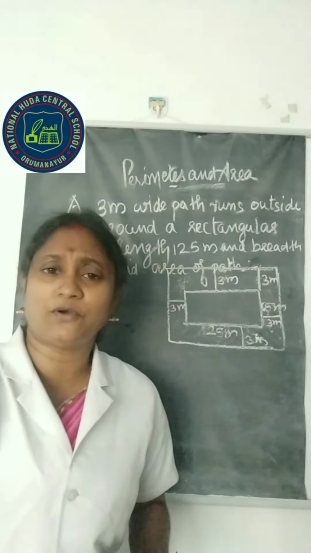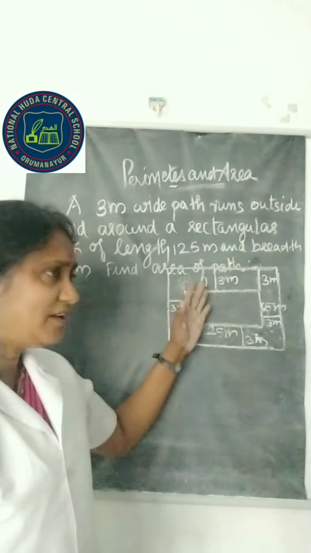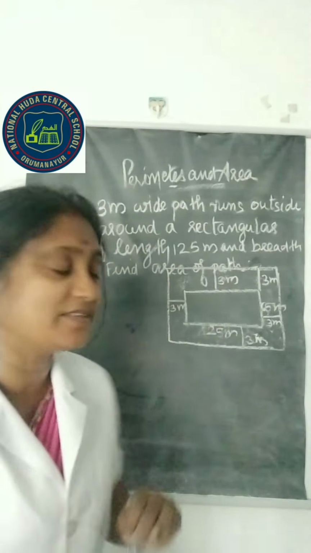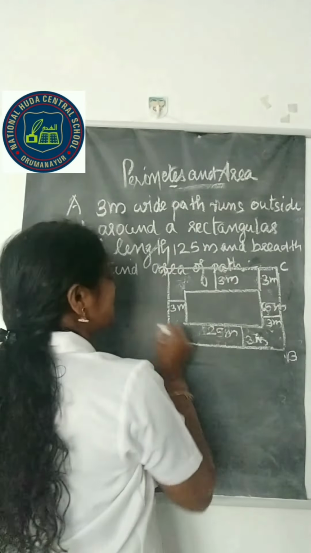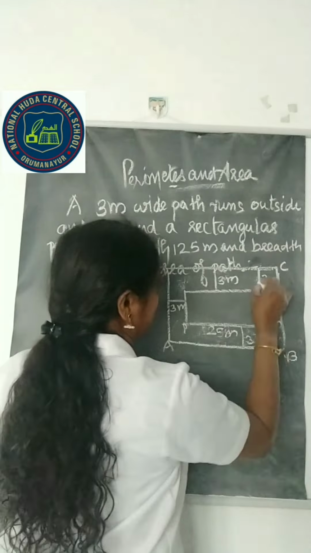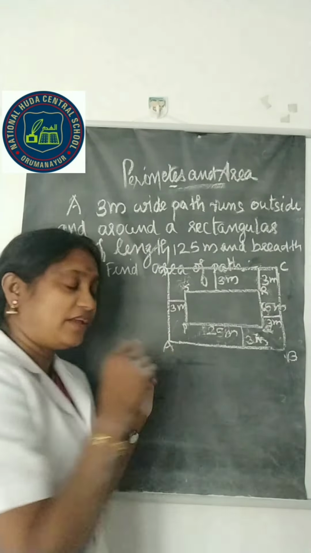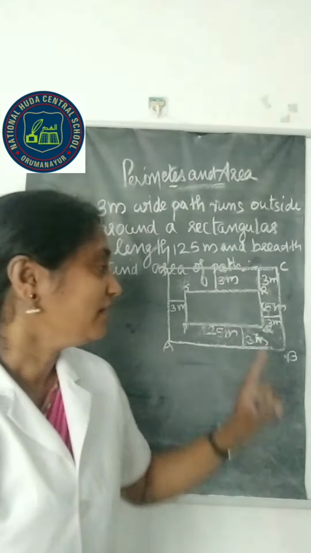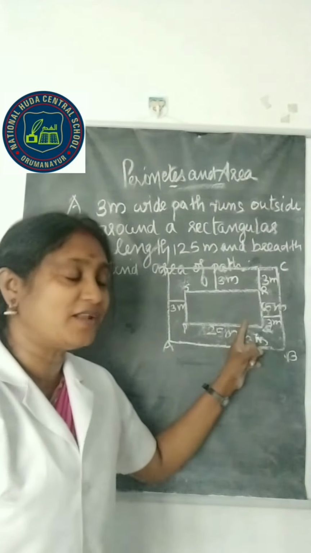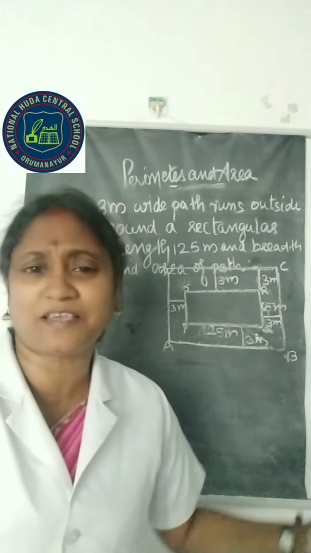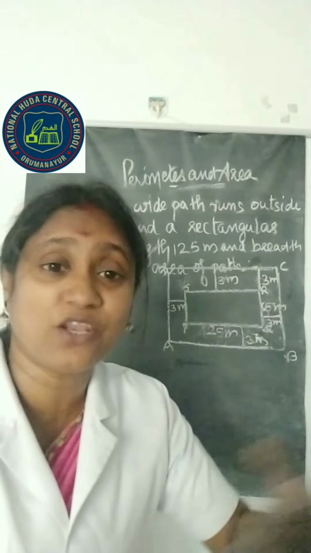So what will we do? Here in the figure there are two rectangles. The biggest one is ABCD, and the smallest one is PQRS. So when we find the area of the biggest rectangle ABCD and the smallest rectangle PQRS, then we subtract, we will get the area of the path.